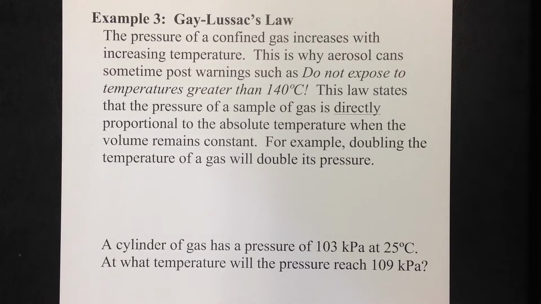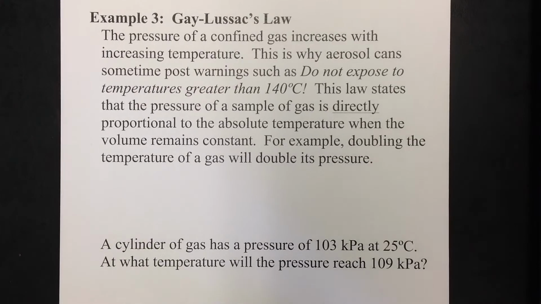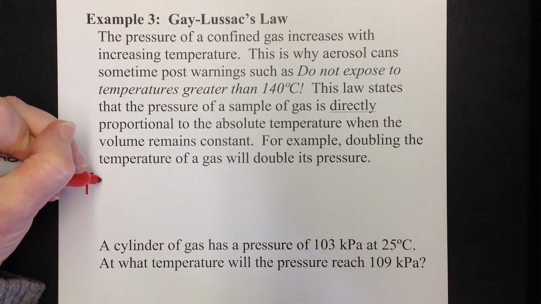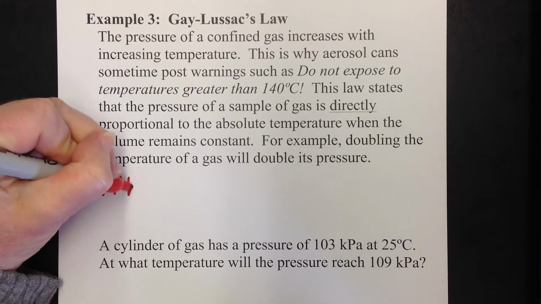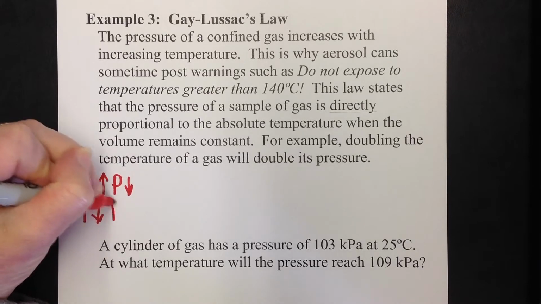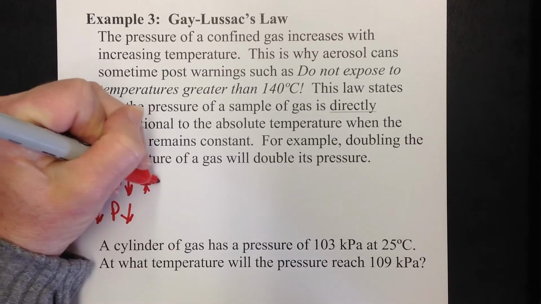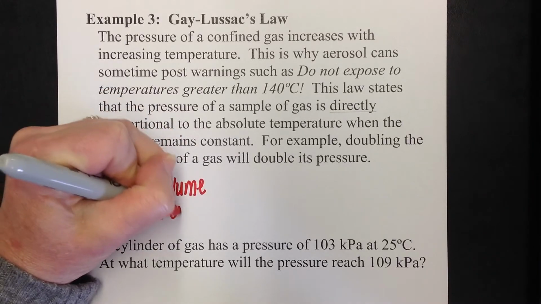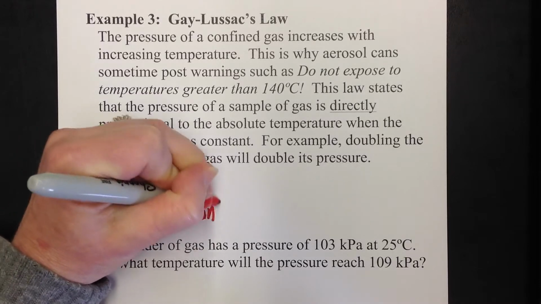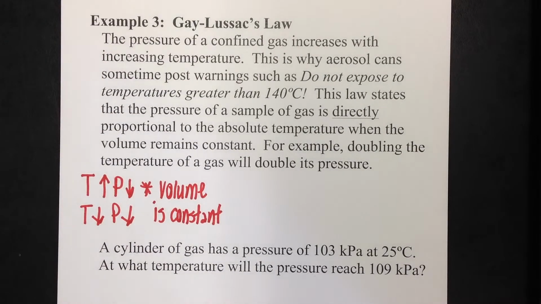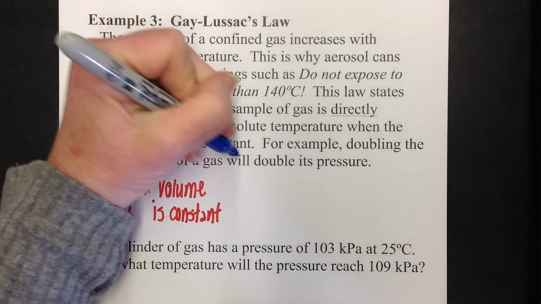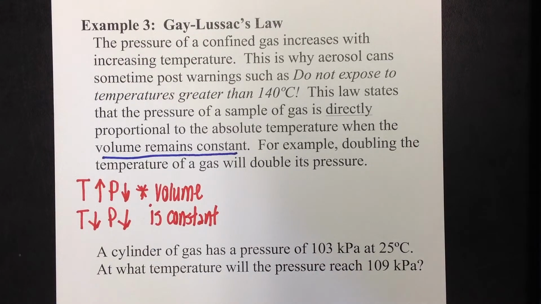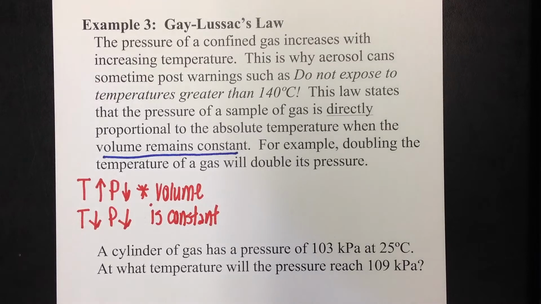So that's just another way of looking at this law. So let's just write down what we know. For Gay-Lussac's law, we are only interested in temperature and pressure. And as temperature goes up, pressure goes up. As temperature goes down, pressure goes down. So we are assuming that volume is constant. That means the volume is not changing, and we can underline that as well right here in the notes. And this is definitely some information you would want to have in your notes.